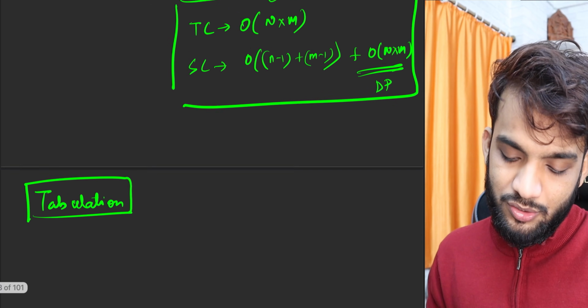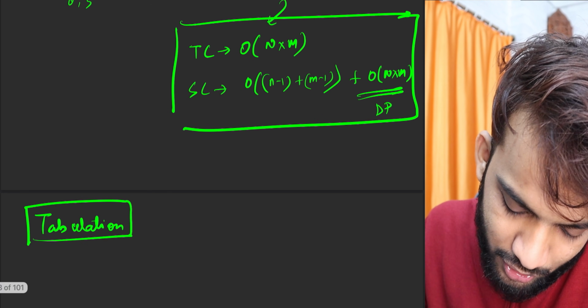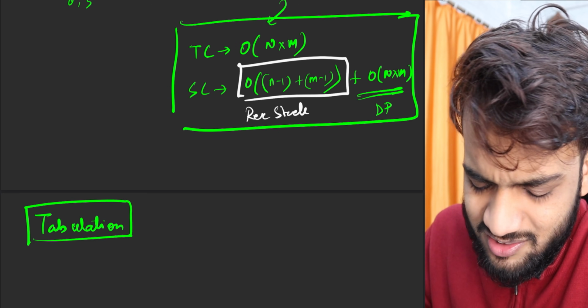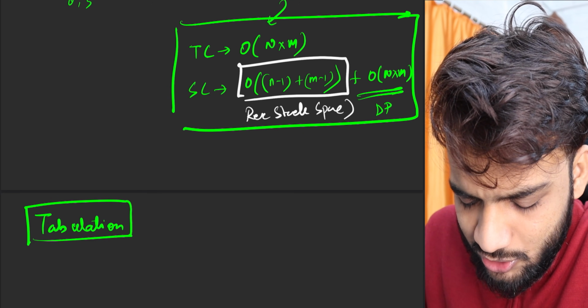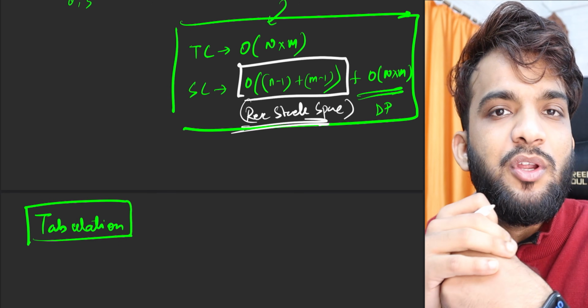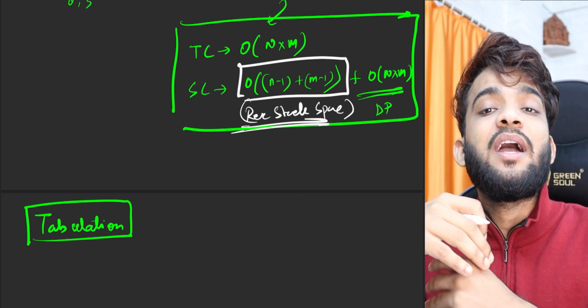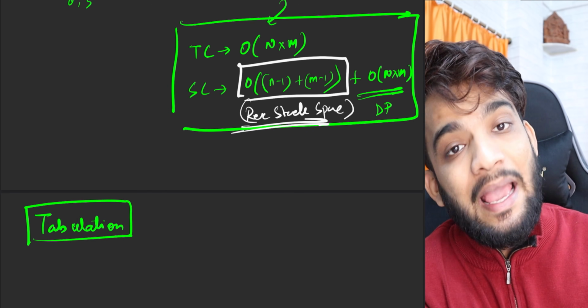Why? Because we still have a recursion stack space that is being used, and this somewhere might give you TLE. So I don't want this extra recursion stack space to be used. So I want to omit this. That's where we have to think of something as tabulation.